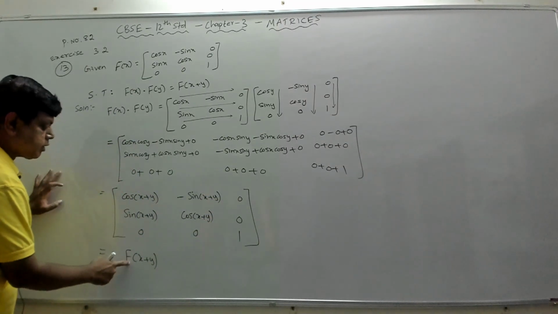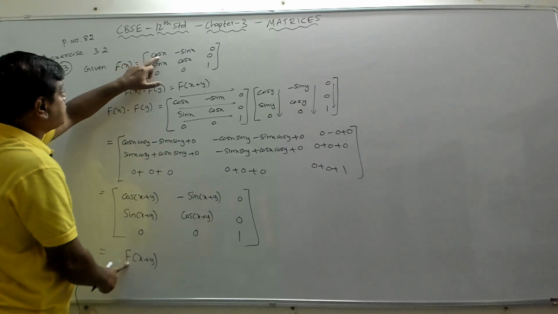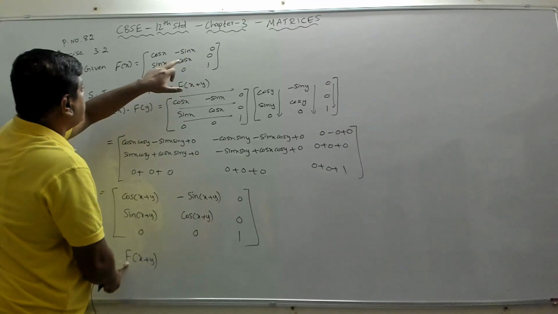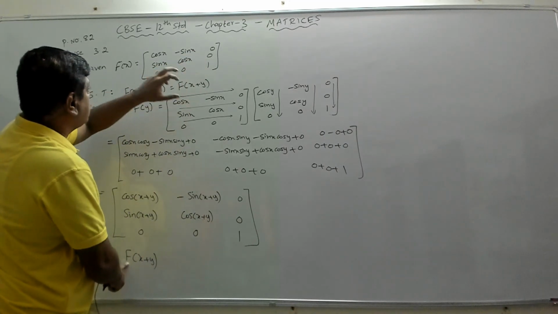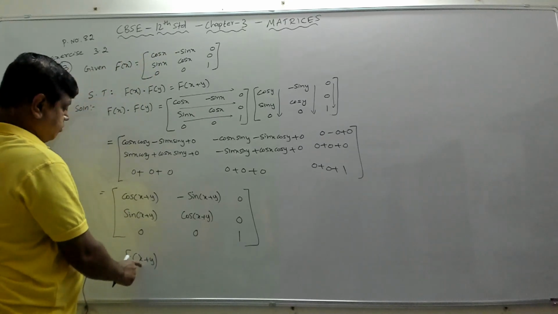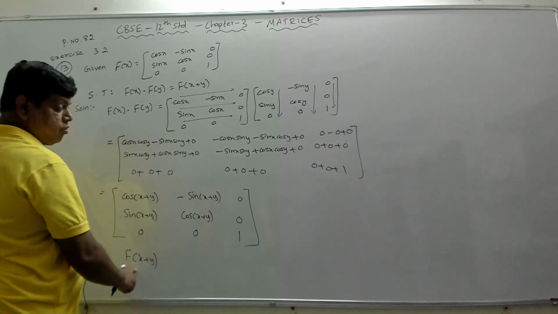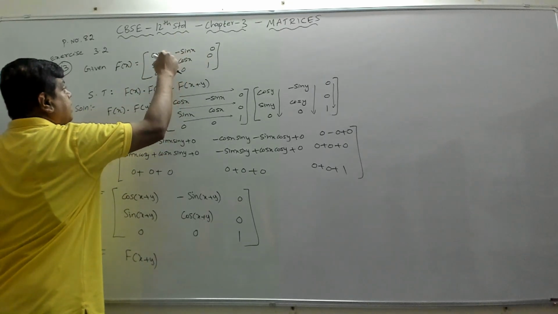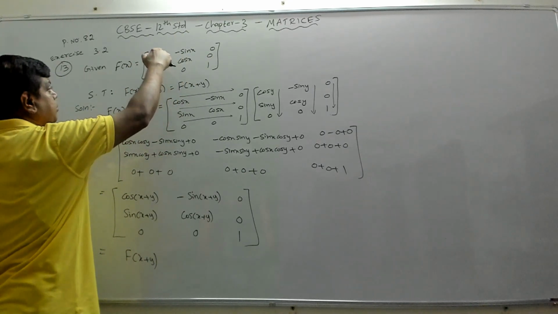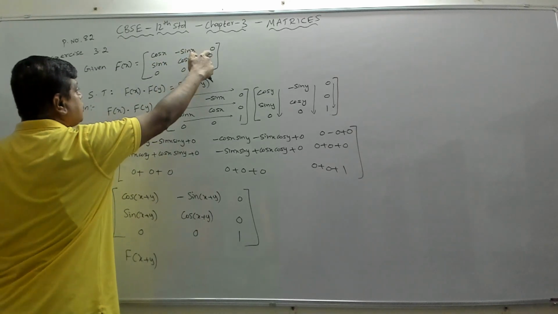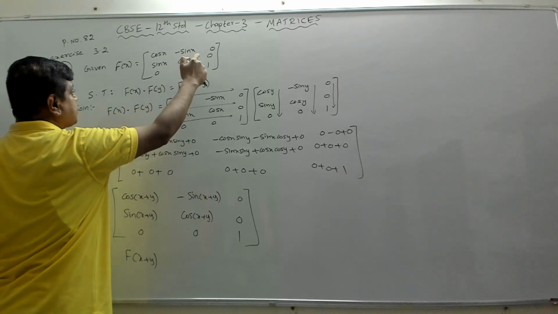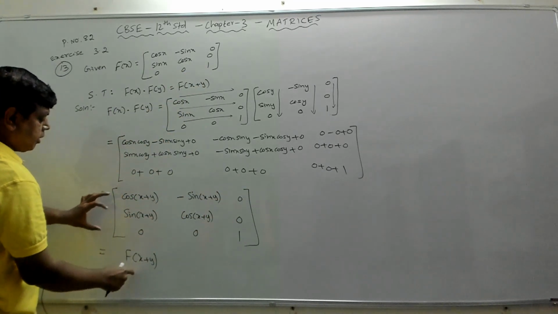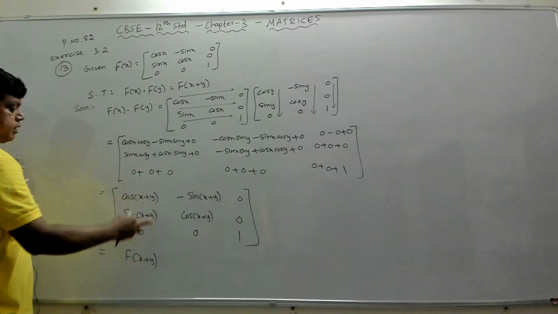Because f of x plus y is cos of x plus y, minus sin of x plus y, 0, then sin of x plus y, cos of x plus y, 0, 0, 0, 1. So wherever x is there, if I replace it with x plus y, I will get f of x plus y. So I put x plus y in the place of x, to become cos of x plus y, minus sin of x plus y, 0, sin of x plus y, cos of x plus y, 0, 0, 0, 1. So this is nothing but f of x plus y. So we have proved f of x into f of y is f of x plus y.